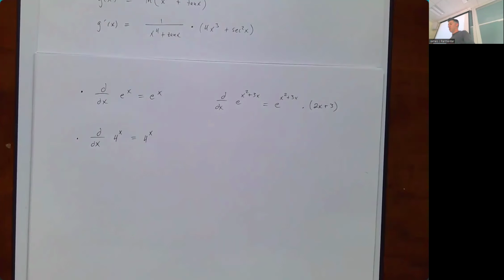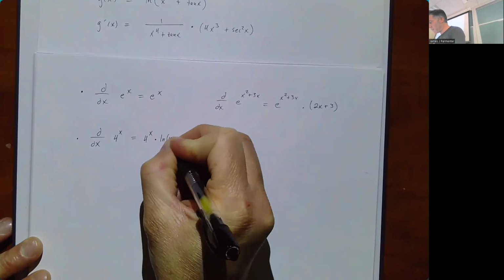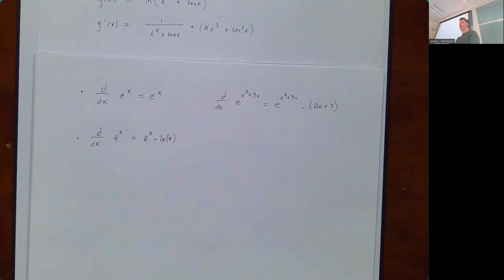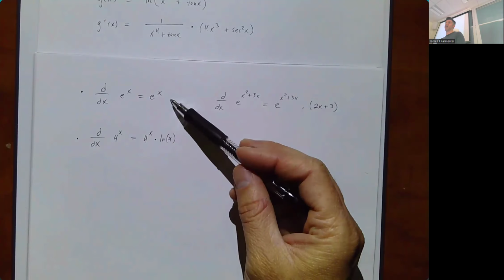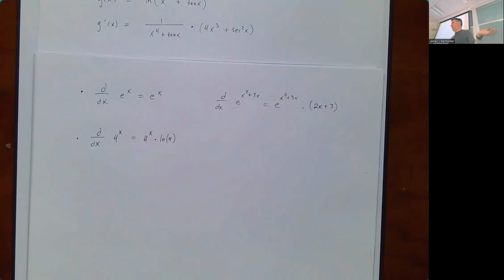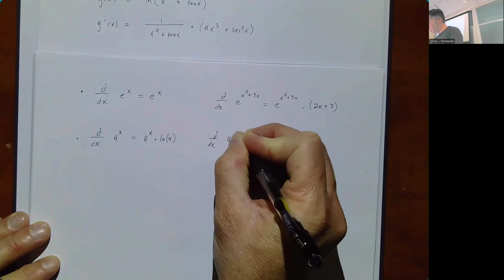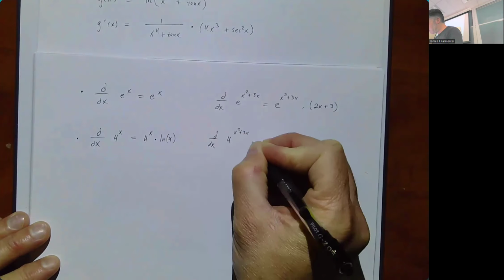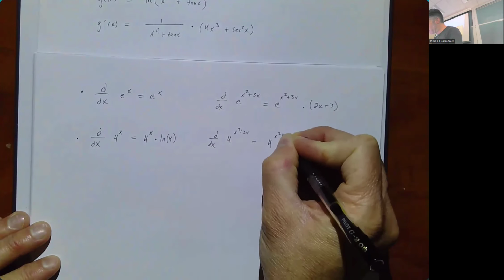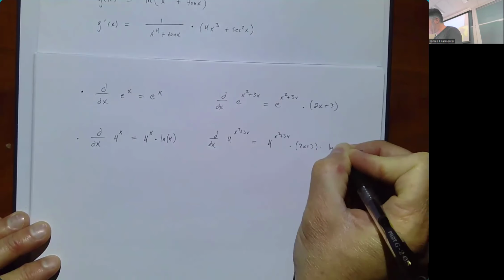And their derivatives are very similar, except you also have the natural log of the base. Now, I'll point out, I could have also written that up here, because the natural log of e is just 1. So really, the formulas are the same. We just don't write that part of it. And then over here, if you have the derivative of, say, 4 to the x squared plus 3x, you would get 4 to the x squared plus 3x times 2x plus 3, times the natural log of 4.